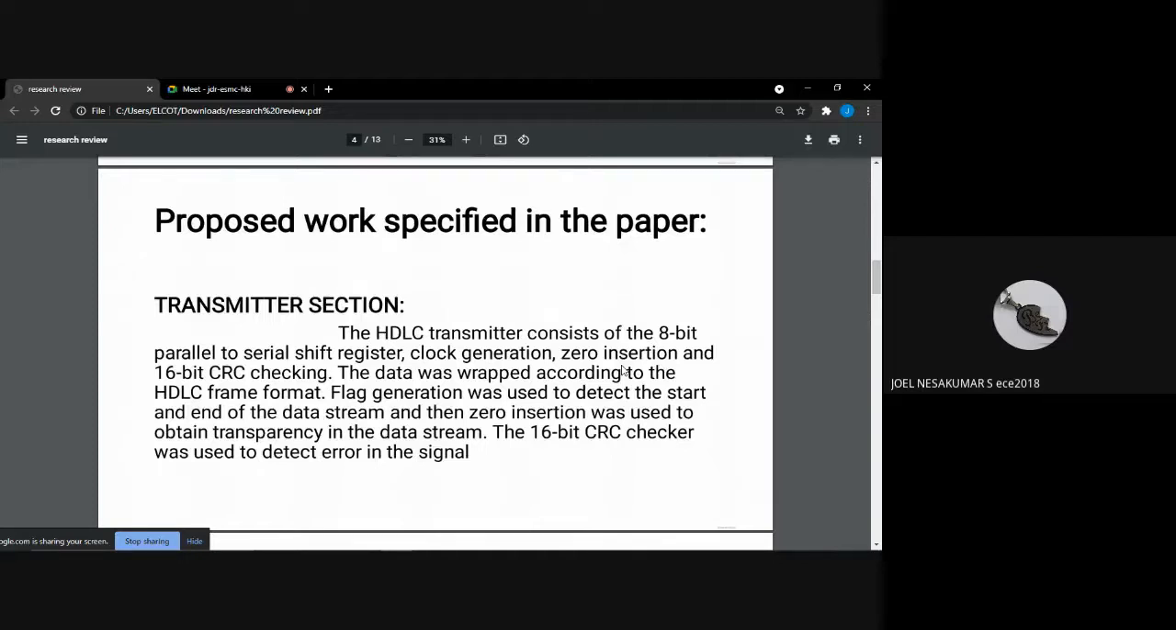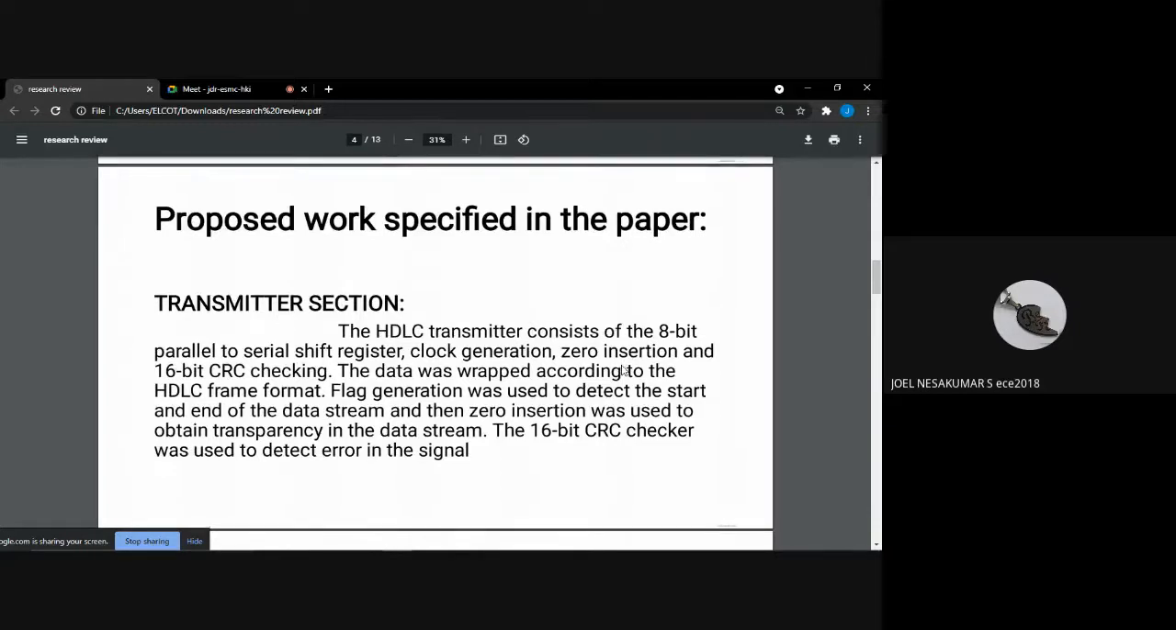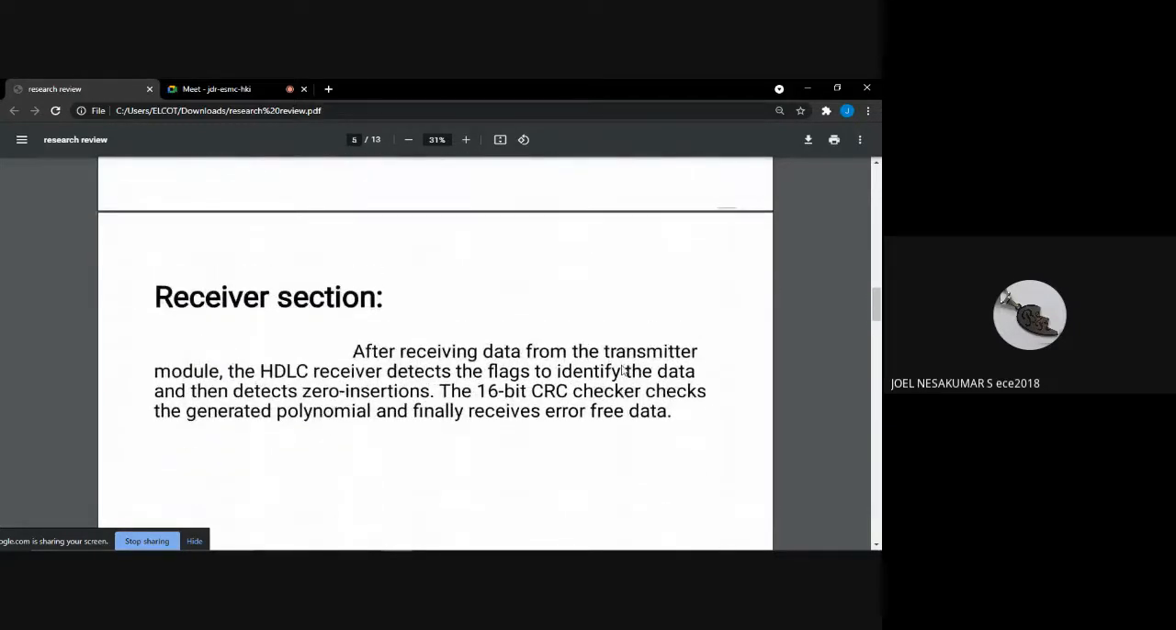Here the flag generation was used to detect the start and end of the data stream, and zero insertion was used to obtain data transparency, and the CRC checker is used to detect errors in the signal, and the CRC checker is 16-bit. And in the receiver section, after we send the data from the transmitter, the receiver model detects the flags to identify data, and first detects the zero insertions, and the same 16-bit CRC checker here also checks the generated polynomial, and from that we receive the error-free data. So only we use CRC in that.